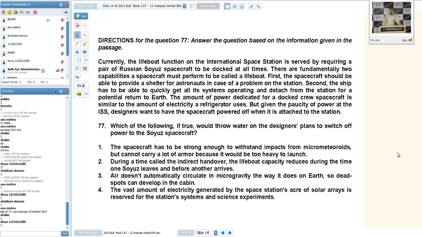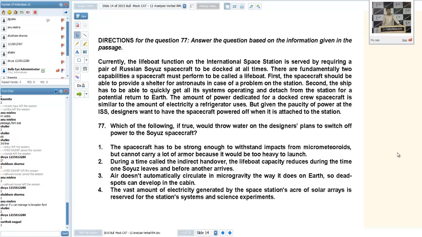So in the third choice, yes, it says the air doesn't automatically circulate in microgravity the way it does on Earth. It means the air will not flow as it flows on Earth. So dead spots mean we cannot afford to switch off the electricity or the power supply while this operation is going on. So option number three, if true, will upset the designer's plan to switch off the power supply to Soyuz. It's a Russian space aircraft. So third, yes guys, third.